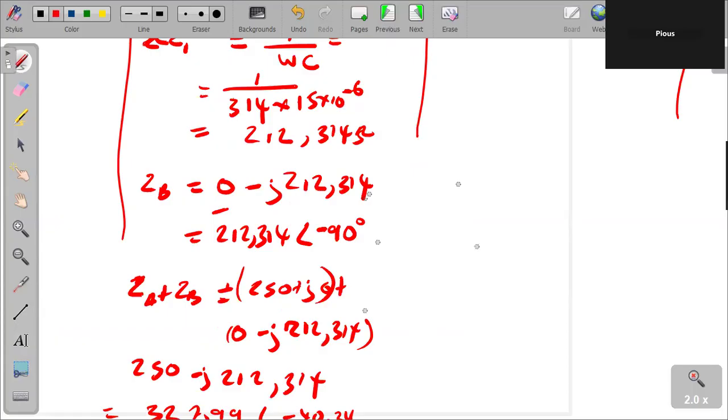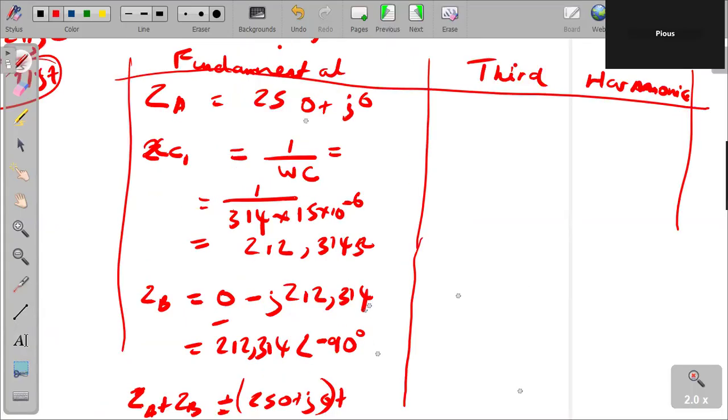First things first, we start with the ZA on the third harmonic. Apparently, ZA is the resistance. Resistance doesn't change, so it is still 250 plus j0, which is 250 angle of 0 degrees ohms. It hasn't changed. Then we go to XC3.